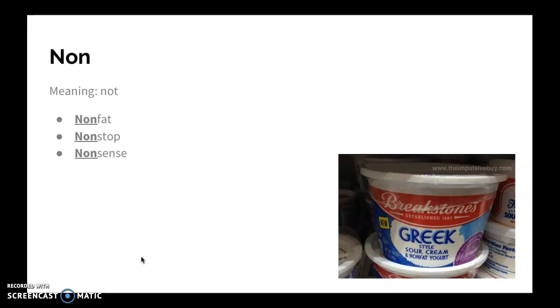So for our first example, non-fat, that means that it has no fat, there's none in it. So maybe you're eating some non-fat yogurt. Our second example is non-stop. So you are going non-stop. You're not stopping at all. And then our third example is nonsense. So in this case, it doesn't make sense. It's just nonsense. No sense at all.